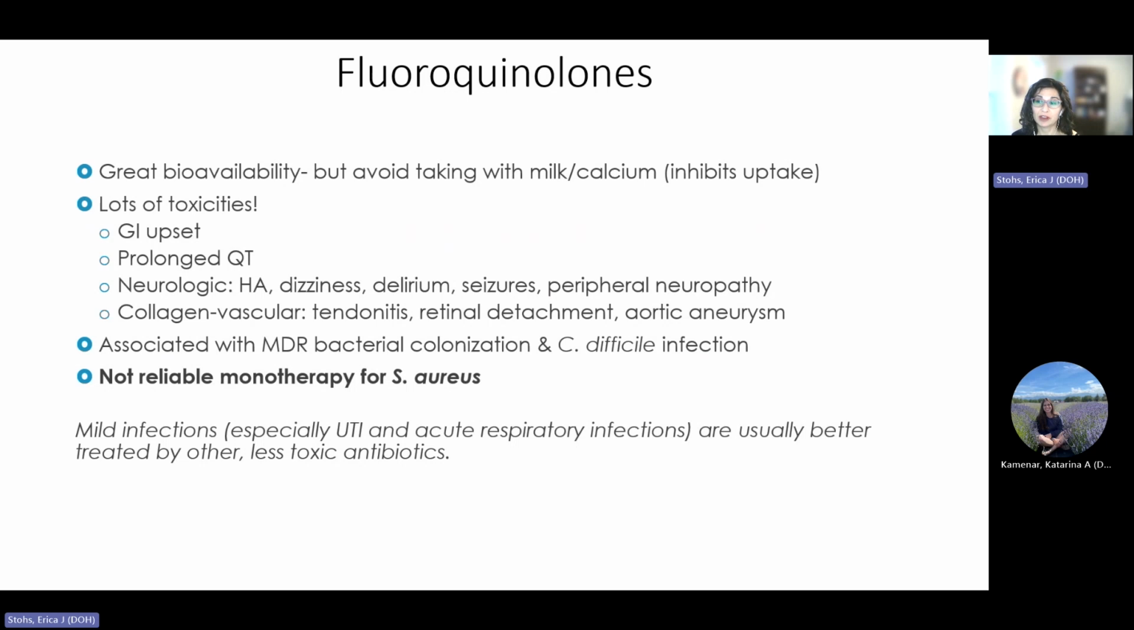They're also associated with developing multi-drug resistant bacterial colonization and C. diff infection itself. And just as a reminder, this is not a good drug for Staph aureus, especially monotherapy. So for mild infections, again, why we antimicrobial stewards are trying to steer away from fluoroquinolones is that while they are great for treating UTI and acute respiratory infections, there are usually better and less toxic antibiotics to choose from. So we'll get into that in our practical activity.